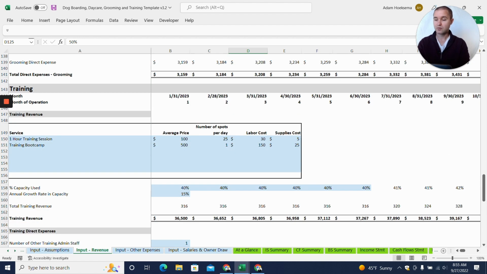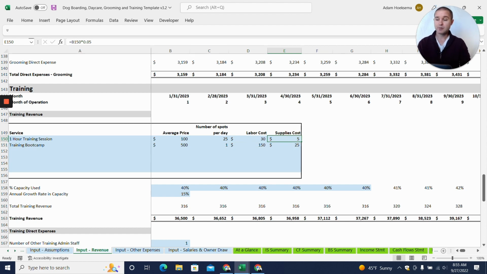All right, now we also have the ability to add in training. So if you want to have a 1-hour training session, you have an average price here of $100. We have number of slots per day of 25. We're saying the labor cost for the trainer is $30 for that 1-hour session. And we have supply costs for treats, maybe per session of $5.